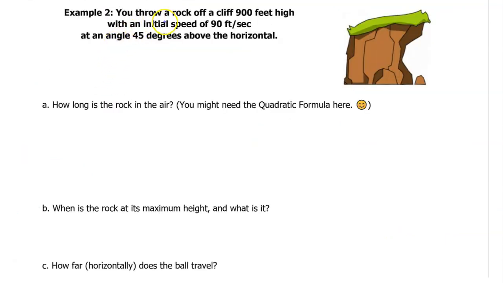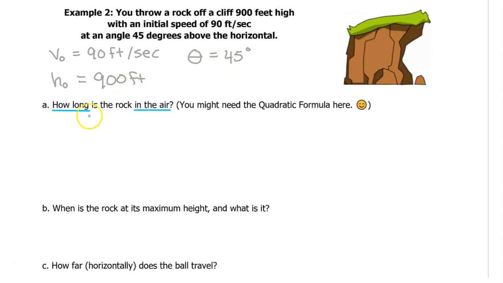Example 2. You throw a rock off a cliff 900 feet high with an initial speed of 90 feet per second at an angle of 45 degrees above the horizontal. So v0 is 90 feet per second, h0 is 900 feet, and theta is 45 degrees.